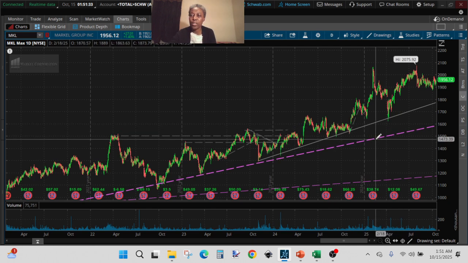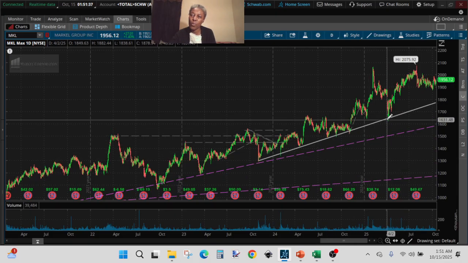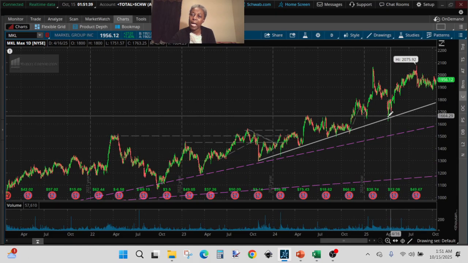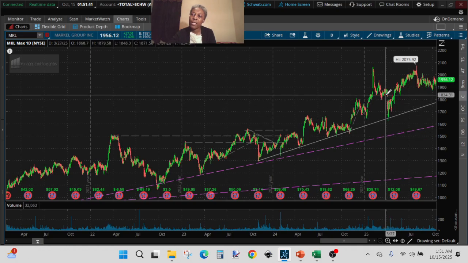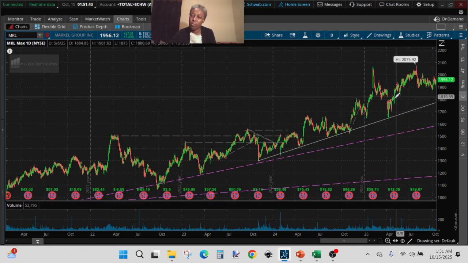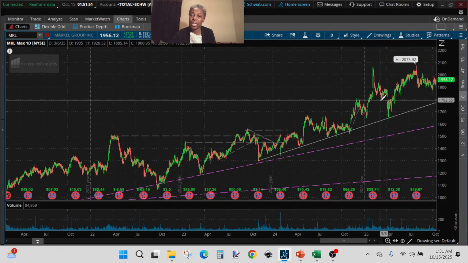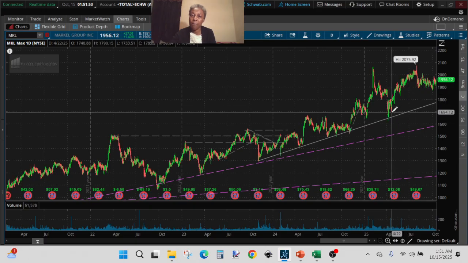I just rely on the support line, and after it touches base with the support line and starts going up, I just try to see, is it making higher lows? Because when it starts making higher lows, that means it changed trajectory. It was going down, making lower lows, and now it starts making higher lows.